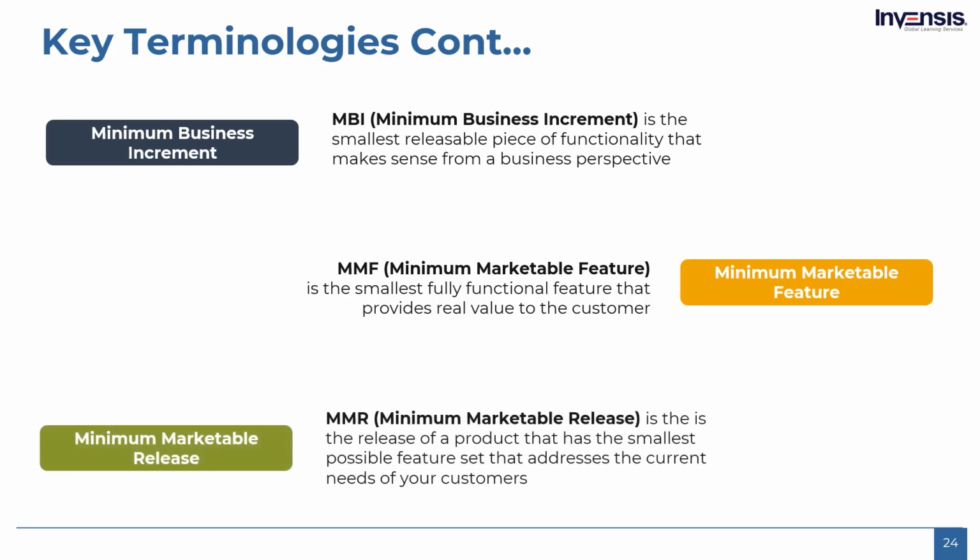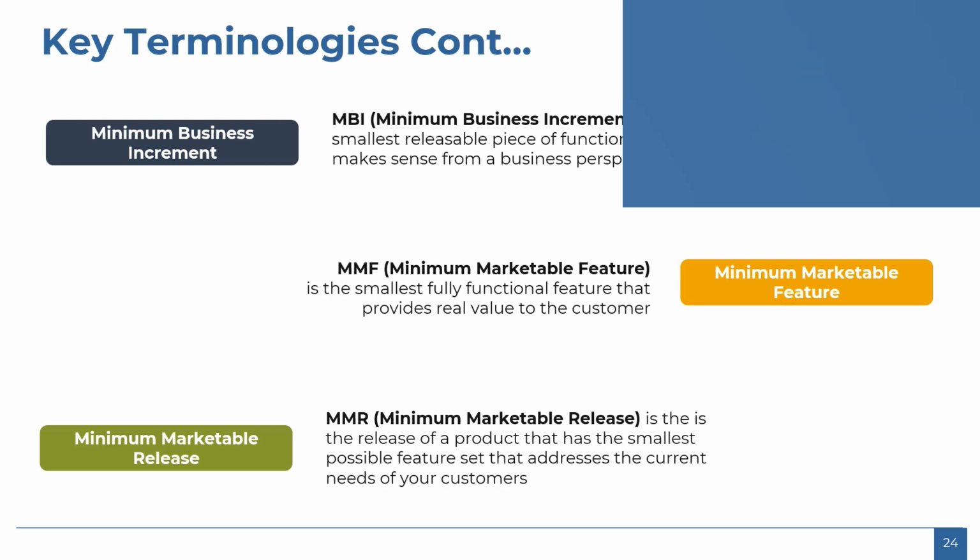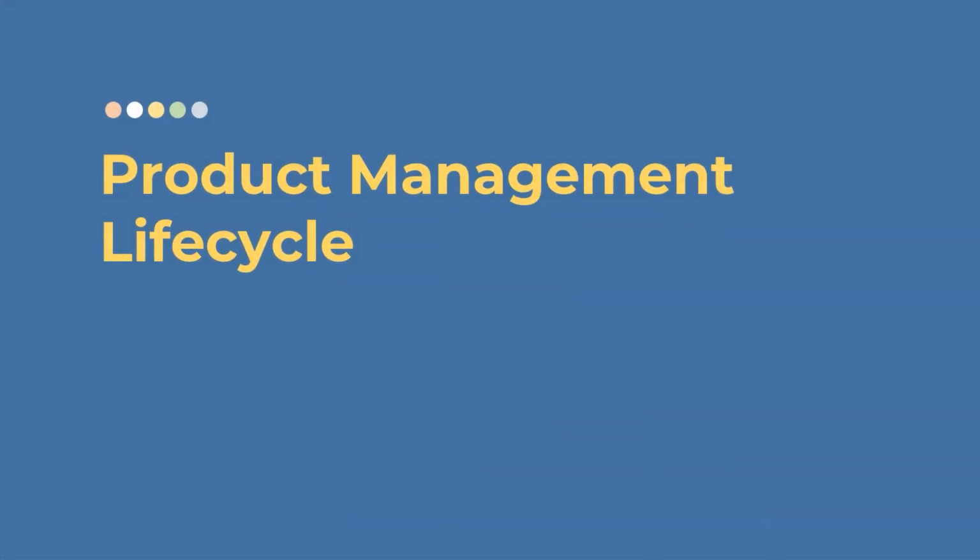Lastly, we have the minimum marketable release, or MMR. Successful products are deployed incrementally into the marketplace over time. Each of these major deployments are referred to as a release. An MMR is the release of a product that has the smallest possible feature set that addresses the current needs of your customers. That's it. Now, let us move on to the product management lifecycle.